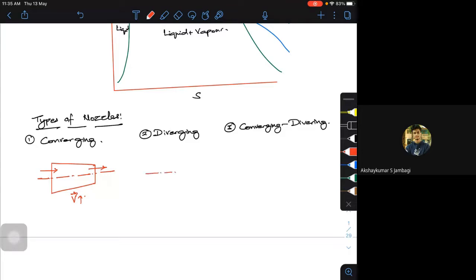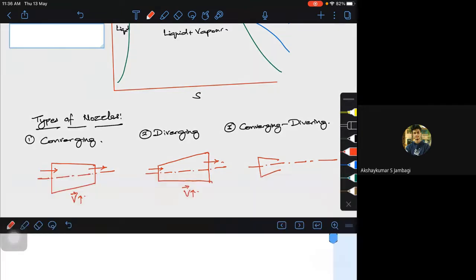So diverging nozzle, what will happen? You have a lower cross section area at the entrance, and at the exit, it will be slightly bigger than your entry. So the fluid is entering like this, exiting. Here also there is an increase in the velocity. So what about the CD nozzle? The CD nozzle is something like this. It will have a lower portion, what we call the converging portion.